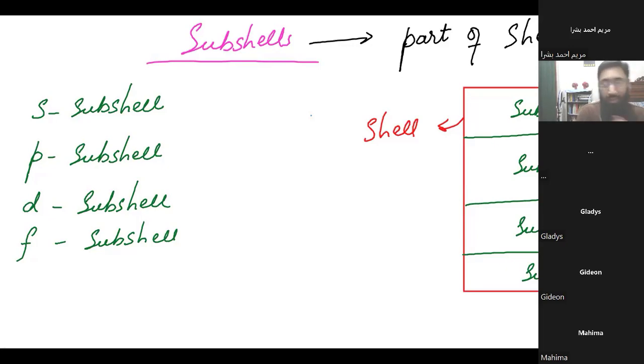S subshell, P subshell, D subshell, F subshell. Just listen attentively. This will give you benefit. An S subshell can accommodate maximum 2 electrons. P subshell can accommodate maximum 6 electrons. D subshell can accommodate maximum 10 electrons. And F subshell can accommodate maximum 14 electrons.